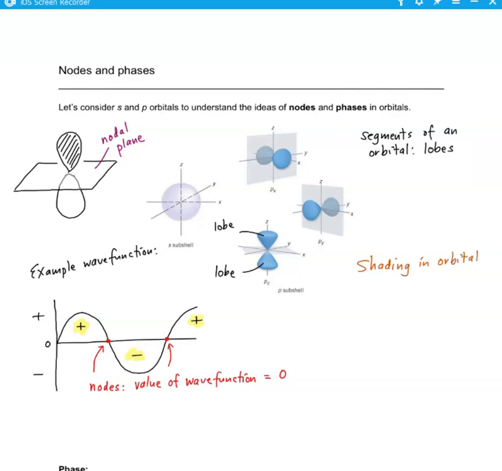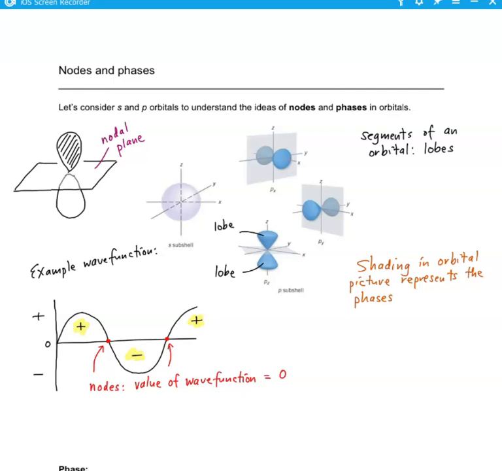So I'm going to make this more general. The shading in an orbital picture represents the phases of the orbital. So the different lobes of an orbital are going to be in different phases. Now, one of the phases will be positive, another phase will be negative, and so on. We don't really need to worry too much about that.